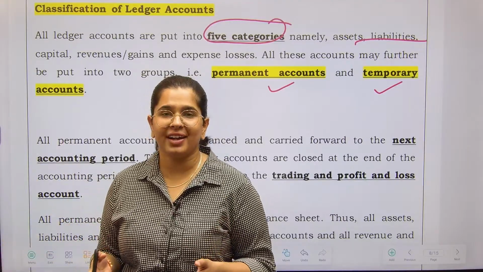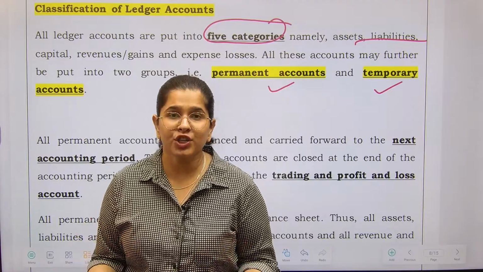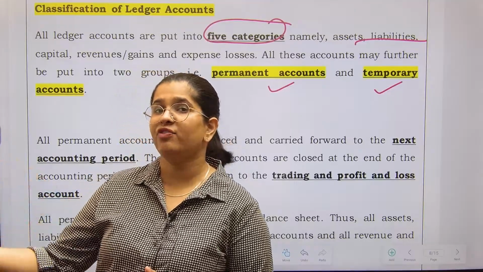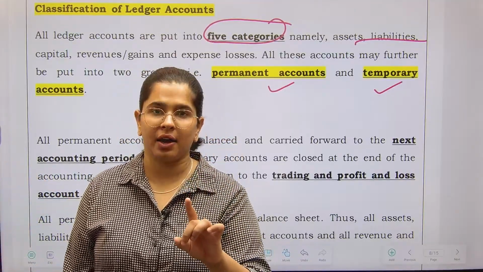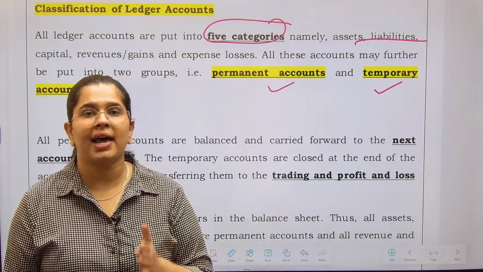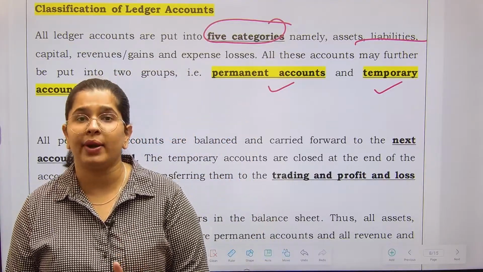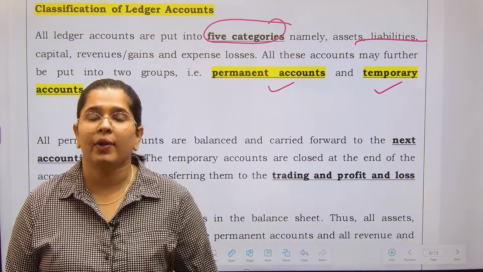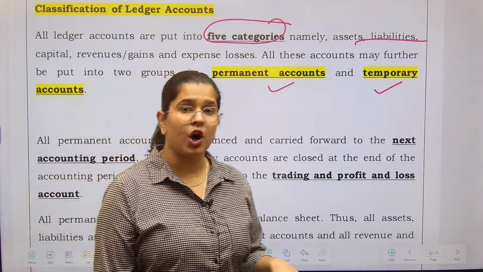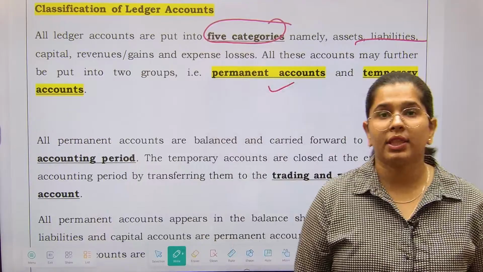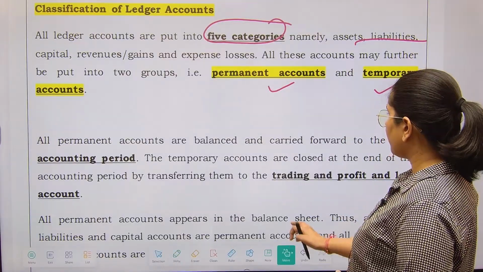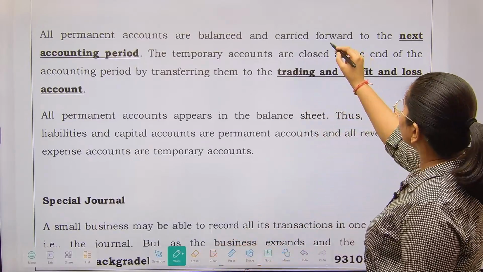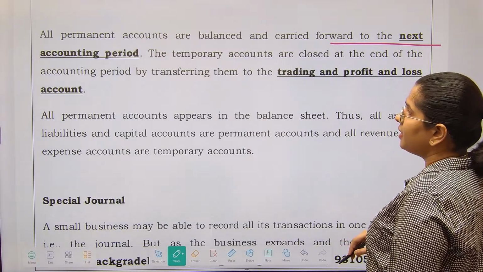But the same thing is different when I talk about assets. Suppose machinery: I am going to use it in the year 2023, and I am going to use it in the year 2024 as well. So it is a permanent account, right? I am not closing the balance of machinery in 2023. I am taking it with me into the new year of 2024. That is why it is called a permanent account. So all the permanent accounts are balanced and carried forward to the next accounting period, right?